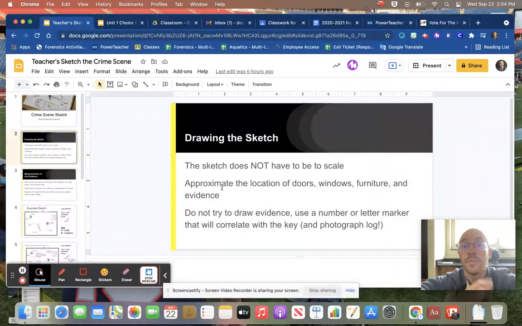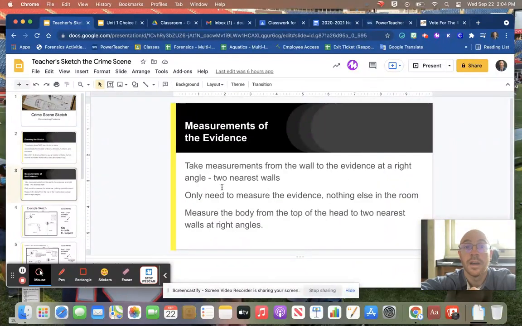Don't try to draw the evidence. Use a number or a letter marker that will correlate with the key. A lot of you did a really good job with that today when we were practicing that skill in class. But just make sure that at all times you are using a number or a letter, whatever you used to mark your evidence. When you're measuring the evidence, you take measurements from the wall at right angles, to the two nearest walls.